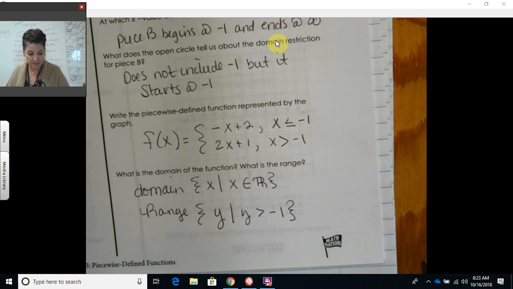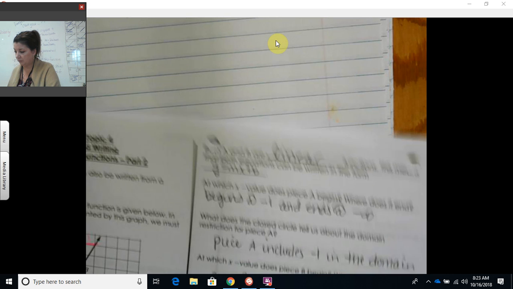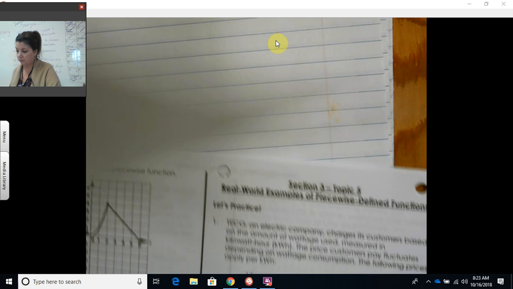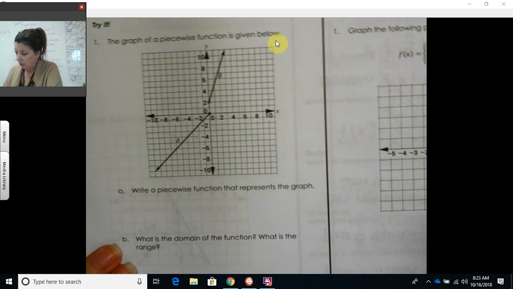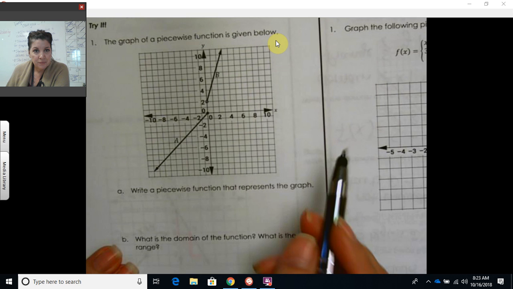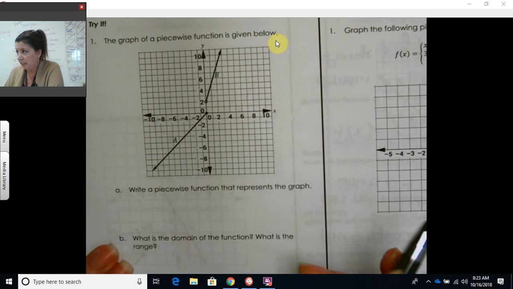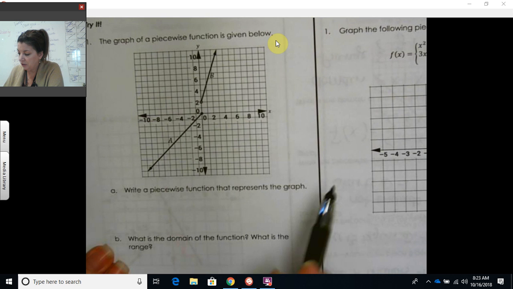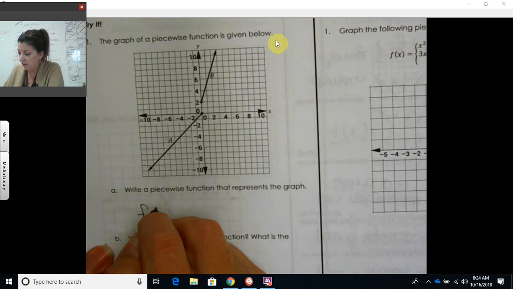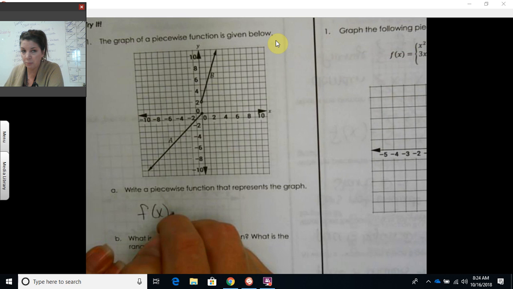Let's look at the try it. The graph of a piecewise function is given below. How many pieces do we have? 2. What kind of functions are they? Linear, right? Write a piecewise function that represents the graph. Okay, so we know we have f of x equals, in a bracket, and we're going to have 2 different pieces.